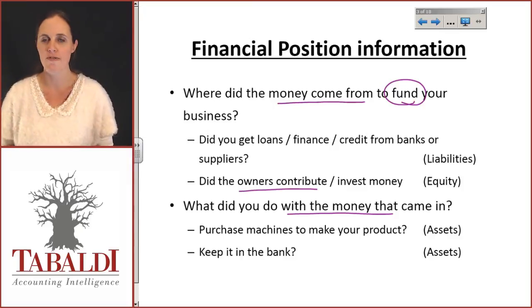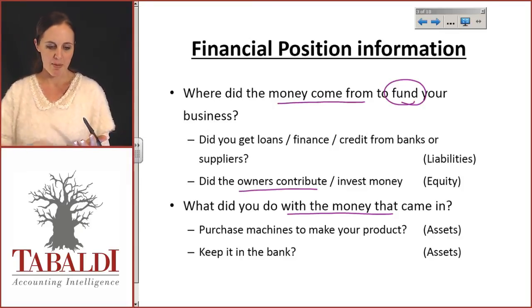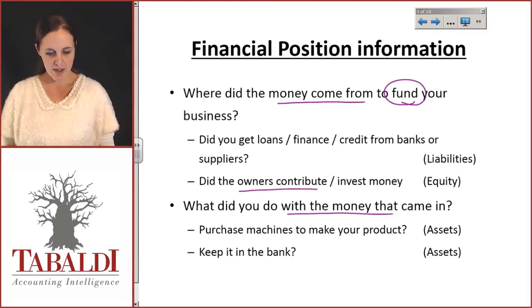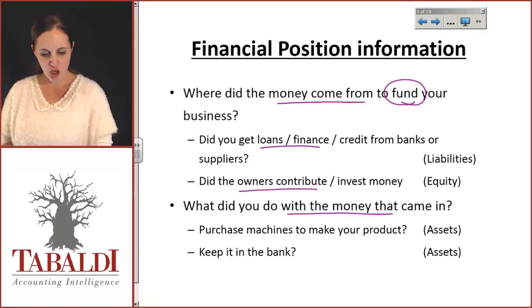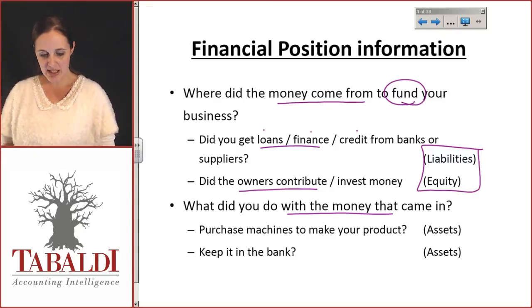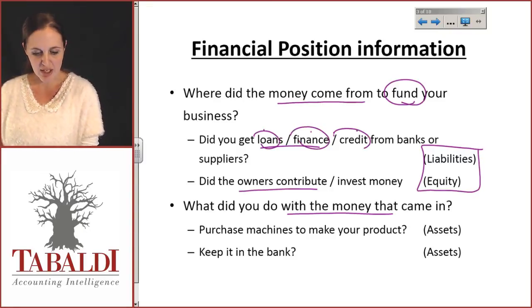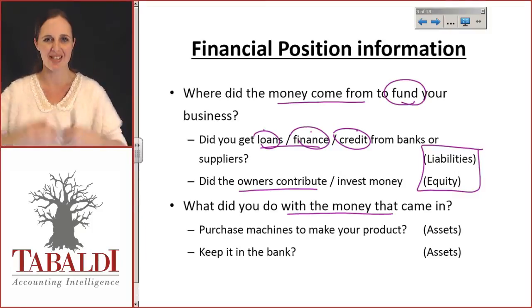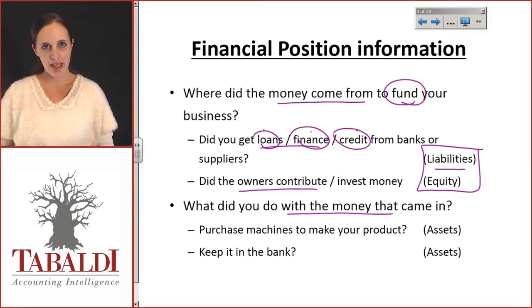Did you go to the bank and say, I've got a fantastic business idea, give me 100,000 Rand, I'm going to go buy material, I'm going to go buy machinery, I'm going to go pay wages, and I want to run this business. So where did you get the money from? The loans, the finance, did you get credit? Did the owners contribute money? These are, remember, our financial statement elements. If we got loans, finance, credit, in other words, we created obligations, we got funding from people who expect us to pay them back, those are our liabilities.